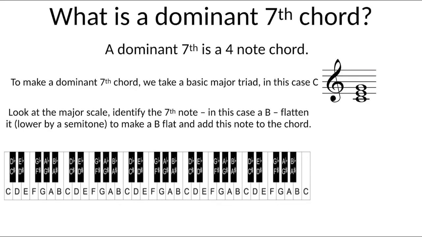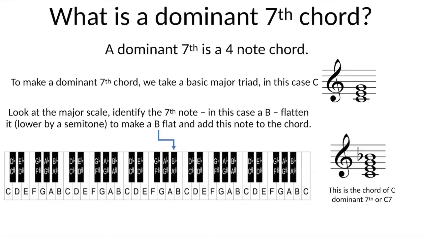So we look at the major scale, we identify the 7th note. In this case, we're in the key of C. The 7th note is a B. Now we are going to flatten that B, or lower it by a semitone, to make a B flat. Here's the B flat. If we add that B flat to this basic triad, we get this, and that is the chord of C dominant 7th, or C7.